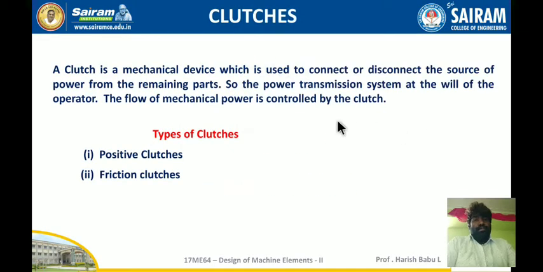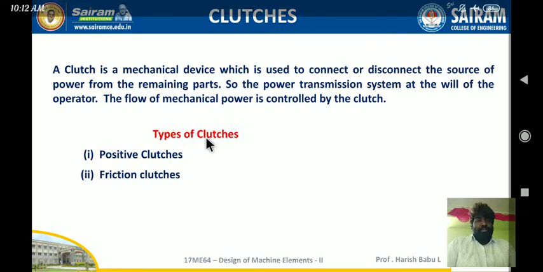A clutch is a mechanical device which is used to connect and disconnect the source of power from the remaining parts. So the power transfer system will work at the will of the operator. The flow of the mechanical power is controlled by the clutch. Normally, the clutch is going to engage or disengage the source, the driving shaft, from the driven shaft.